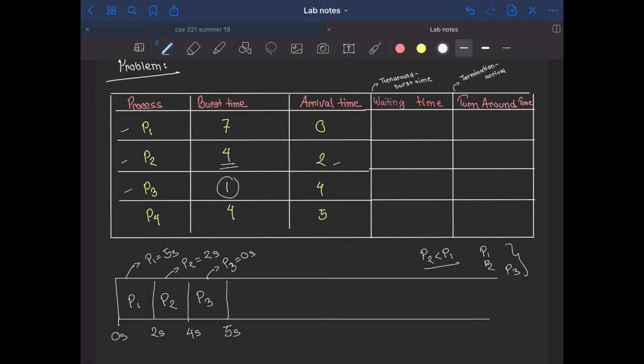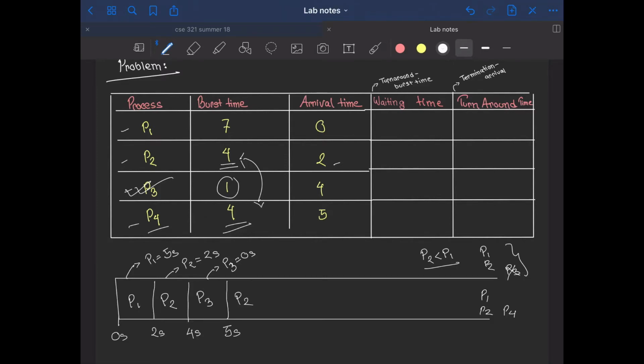At the 5th second we see another process, P4. P3 is completely done, right? So at the 5th second we see P4 with a burst time of 4 seconds. Now P3 is gone, so we have P1, P2 and P4. P2 and P4 both have the same burst time, right? Now what are we going to do here? P2 already had the CPU, so P2 would get the priority here.